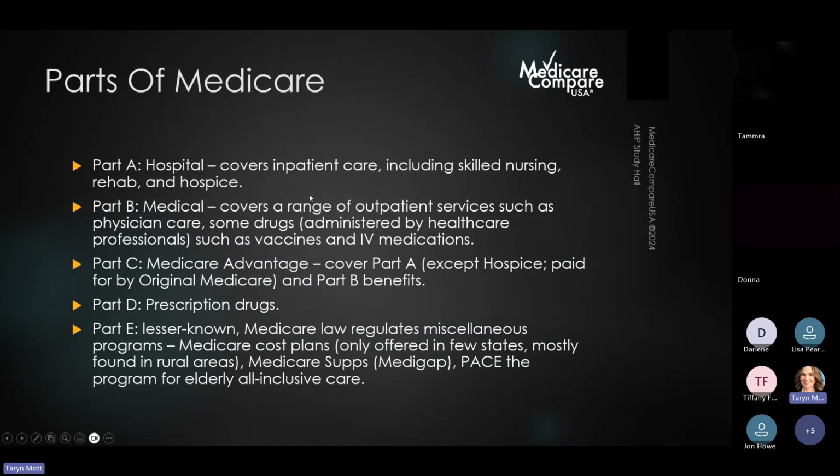So Part A is hospital. It covers inpatient care, skilled nursing, rehab, and hospice. We know that the skilled nursing they're talking about is not the skilled nursing that you go to live in, but the skilled nursing that you go to rehabilitate yourself after a hospital stay. Generally after 3 or more days, they want you to go to rehab. A lot of broken hips and heart patients get to go to skilled nursing for that.